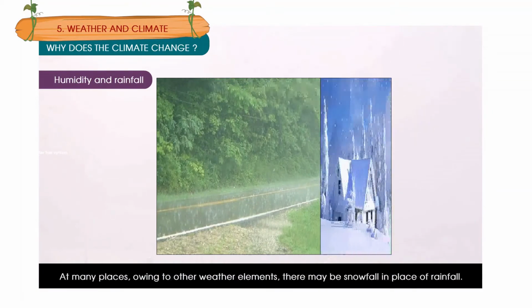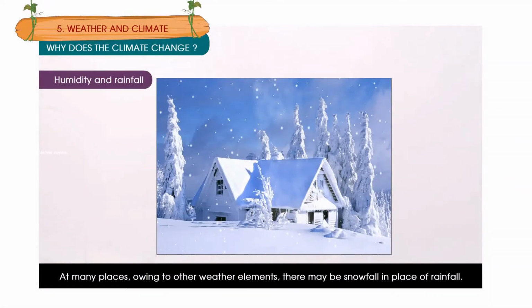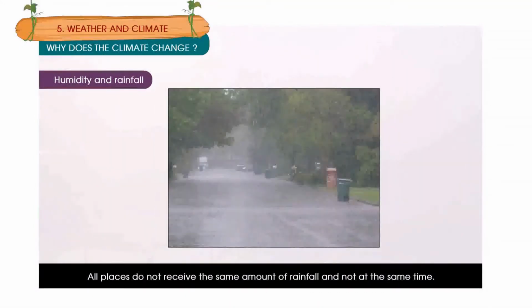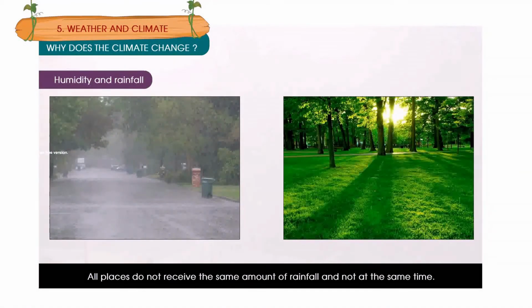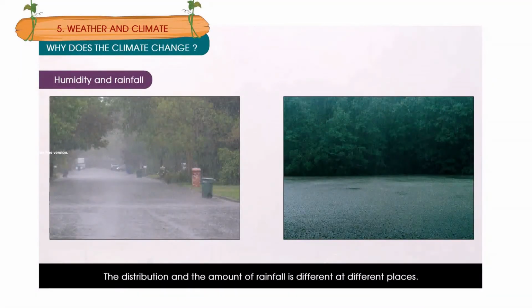At many places, owing to other weather elements, there may be snowfall in place of rainfall. All places do not receive the same amount of rainfall and not at the same time. The distribution and the amount of rainfall is different at different places.